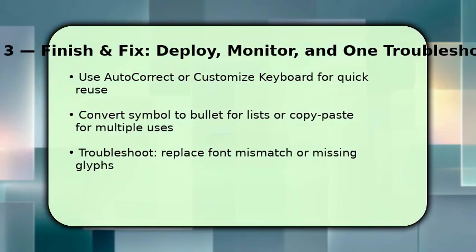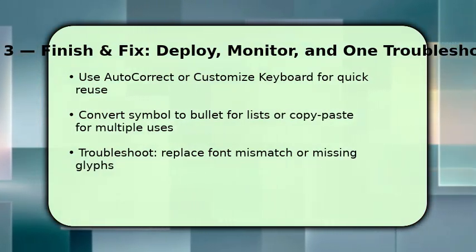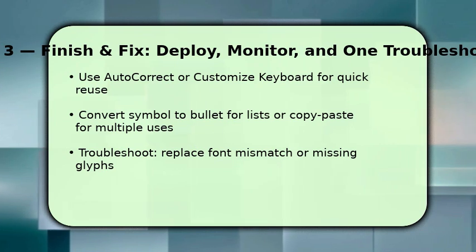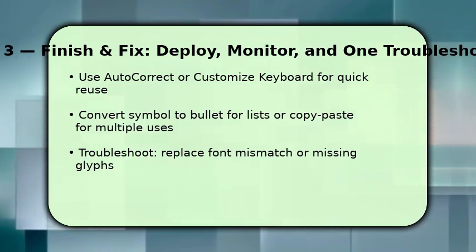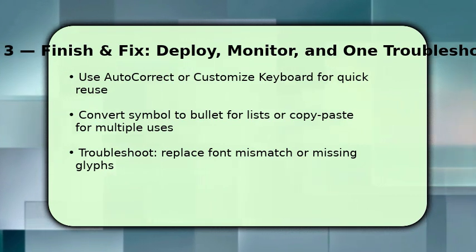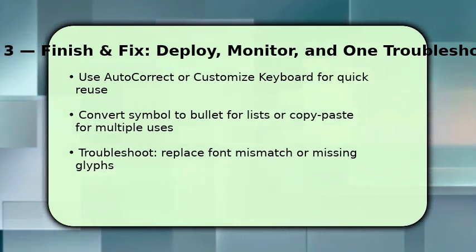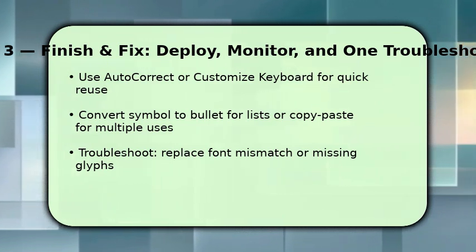You finish by making the check mark easy to reuse. Set an AutoCorrect entry like "check" or assign a keyboard shortcut via Customize Ribbon, right arrow, Keyboard Shortcuts. Once done, convert it to a bullet if you need list checks, or copy and paste to duplicate.